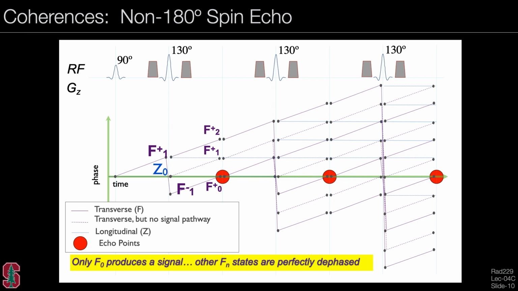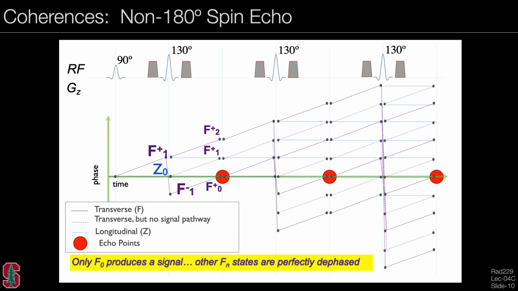But you notice that there are multiple other pathways here. In fact, some of these can also lead to magnetization at a spin echo. For example, if you follow this pathway, the magnetization can start at 0. It can go to F plus sub 1. That refocusing pulse can now make it a Z1. It can stay in Z1 until the next refocusing pulse, which can make it F minus 1, and then it refocuses to a spin echo. So this is actually a stimulated echo pathway.